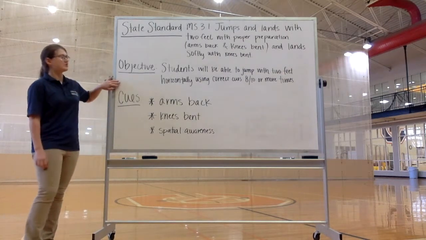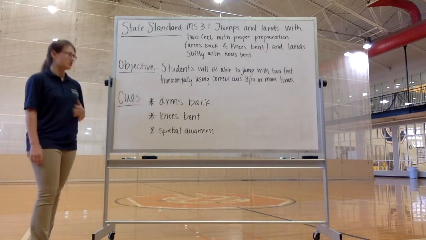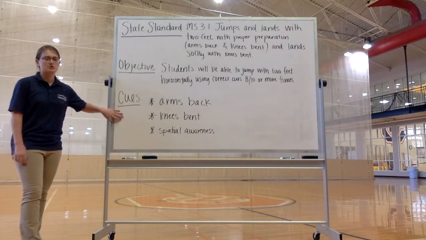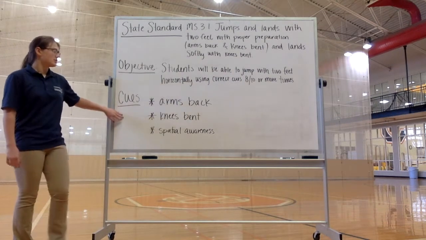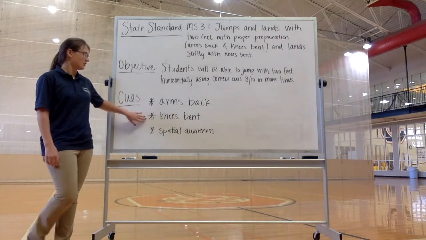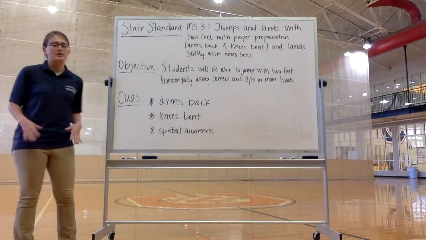And then our objective is that the students will be able to jump with 2 feet horizontally using correct cues 8 out of 10 or more times. So then we're going to go to our cues, which are our sub-objectives. In preparation, we're going to put our arms back, our knees are going to be bent, and then we're going to have spatial awareness of the people around us.